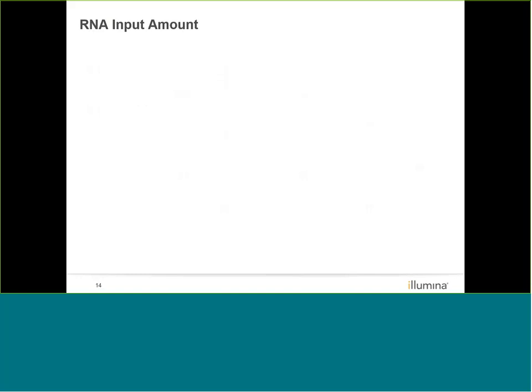Okay, once we verify the input quality, then we're going to measure how much RNA we have. For the TruSeq Small RNA Kit, you can start the protocol with 1 microgram of total RNA. This is high-quality total RNA. You can also start the protocol with 10 to 15 nanogram of purified small RNA.